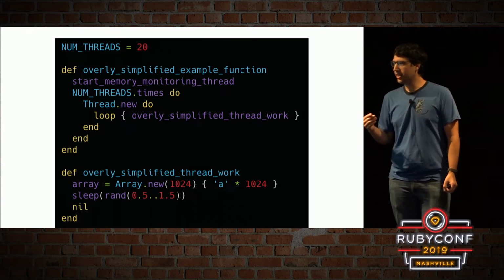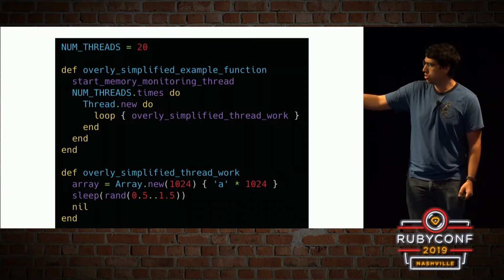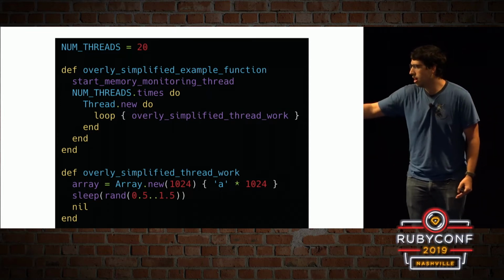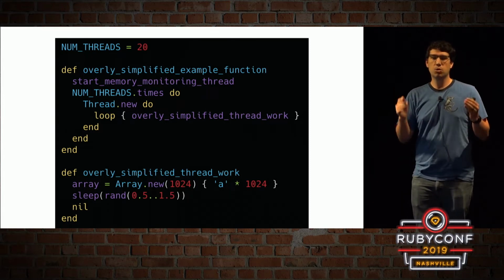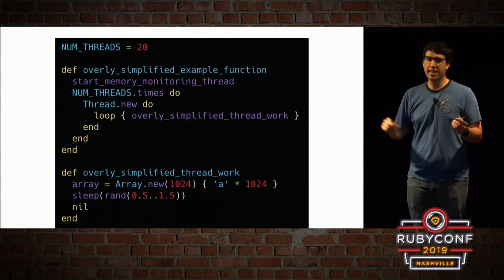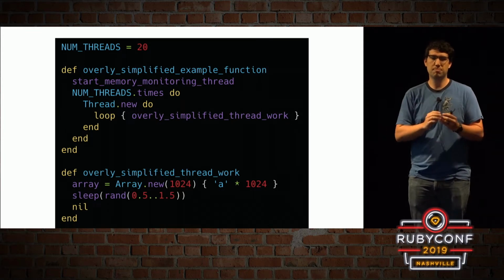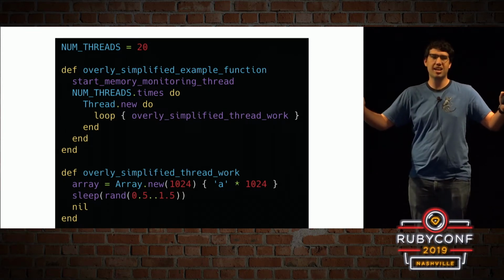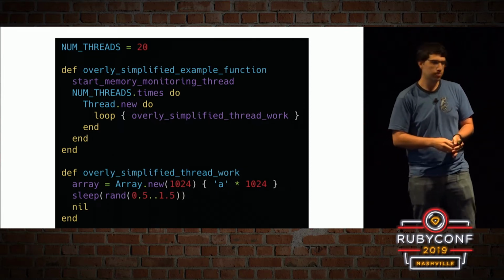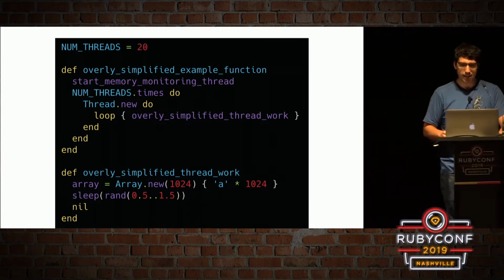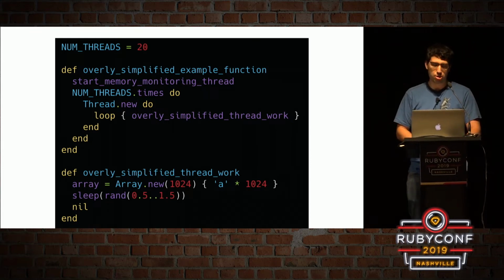If we look at this, each thread is just in a loop allocating a 1,000 element array with each element in that array being a 1,000 character string. So just 1024 A's, and we have 1024 of those. We have about 1 million characters. So let's go ahead and run this. And we're also going to monitor the memory.